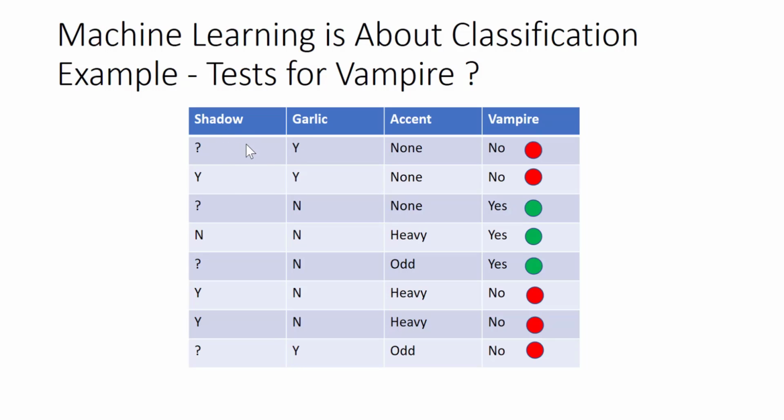So in the first row we don't know if there's a shadow or not, but they did eat garlic, and so they don't have an accent either, and so they're not a vampire. So this is basically our training data. And in the next row, yes, they cast a shadow, they ate garlic, no accent, they're not a vampire. In this case, we couldn't tell if there's a shadow or not, but they wouldn't eat garlic, and they didn't have an accent, but they were a vampire. So with this data, the question is, what tests do we use first to analyze it? So let's take a look.